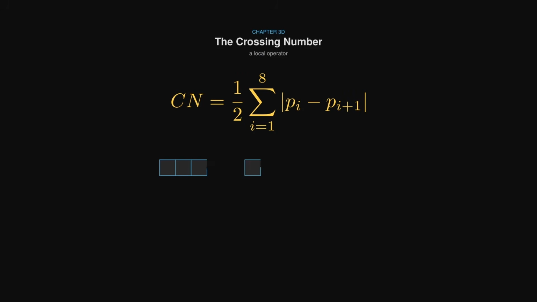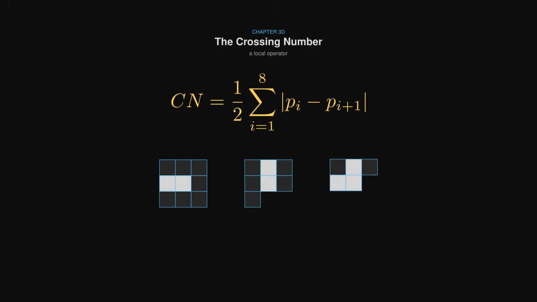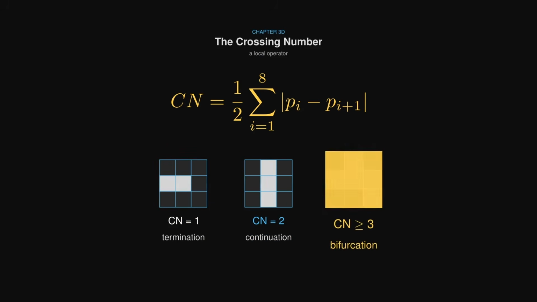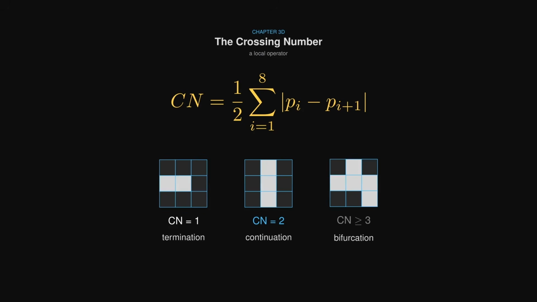The crossing number is an elegant local operator. For each pixel in the thin binary image, we look at its 8 immediate neighbors arranged in a ring. The crossing number is half of the sum of the absolute differences between consecutive neighbors as we travel the ring. A value of 1 means the ridge ends here, a termination. A value of 2 means the ridge continues, just a normal ridge pixel. A value of 3 or more means the ridge branches, a bifurcation.